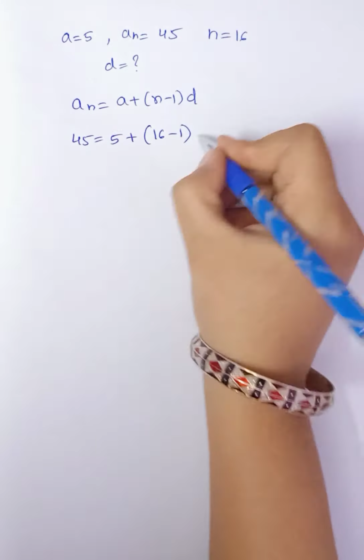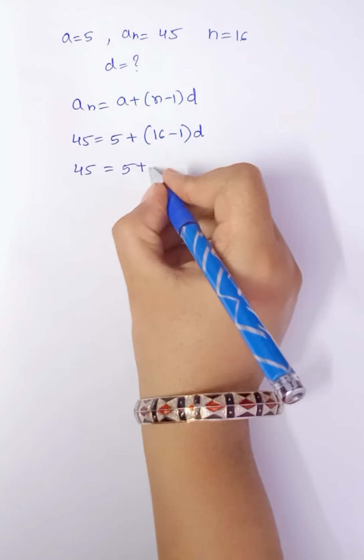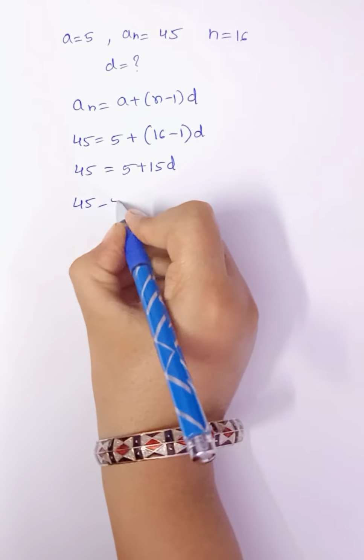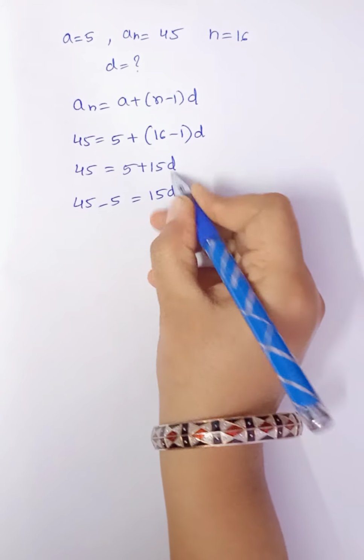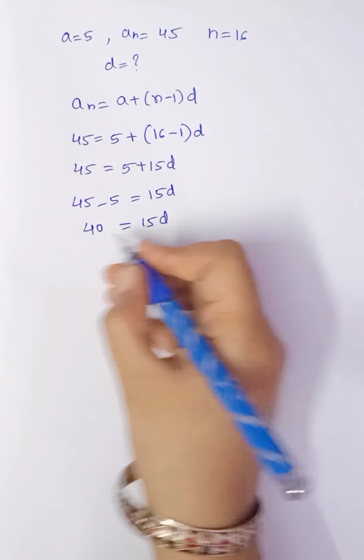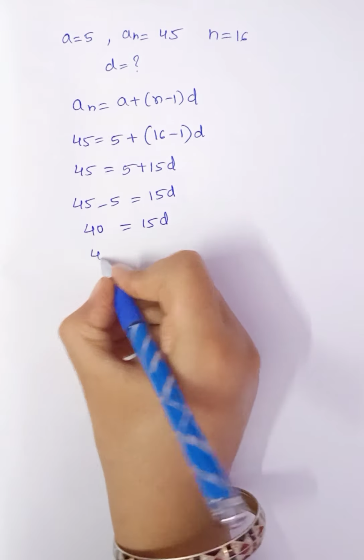Now 45 is equal to 5 plus 16 minus 1 is 15, 15d. This 5 I am going to shift to this side. It is positive, it will become negative. So 45 minus 5 is equal to 15d. So 45 minus 5 is how much? If you remove 5 from 45, you will get 40, which is equal to 15d. So I want to find the value of d now. So 15 I am going to shift to the denominator. 40 by 15 is equal to d.